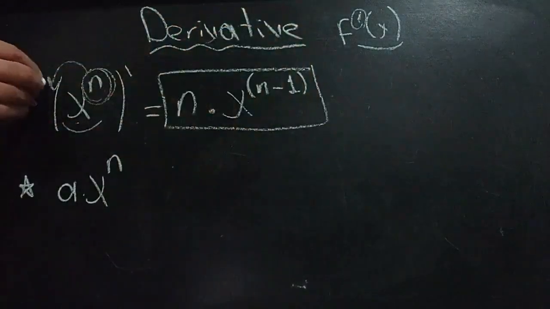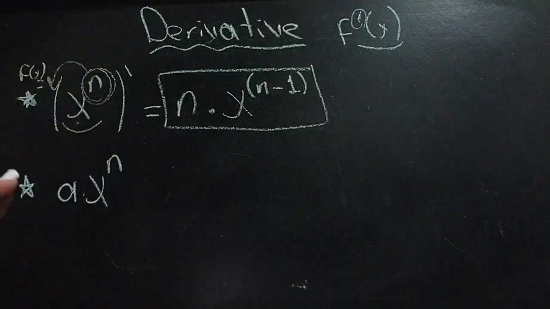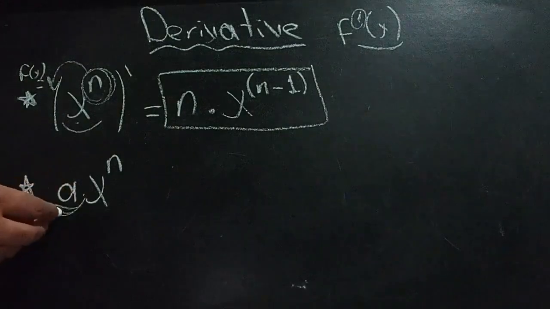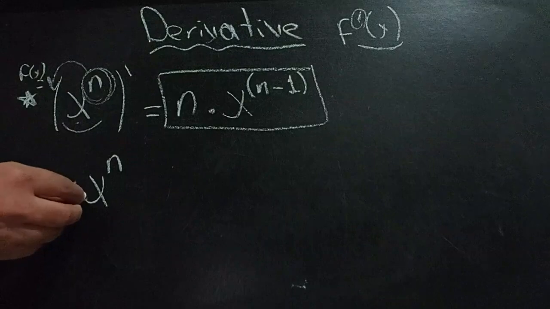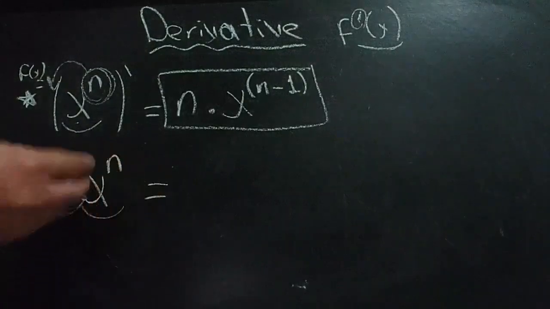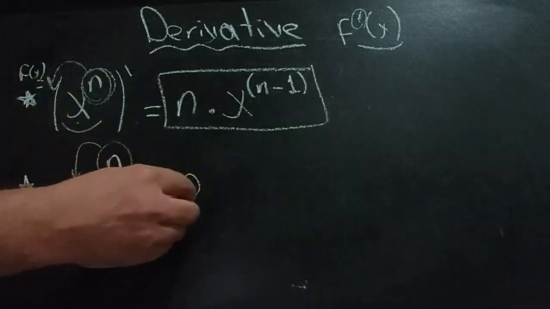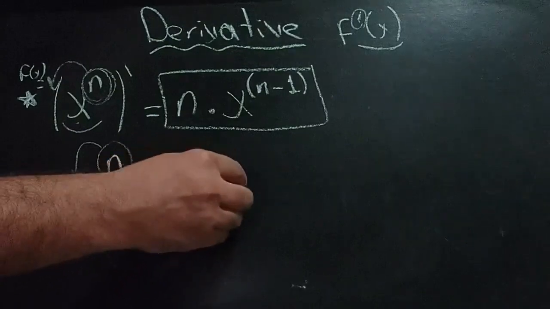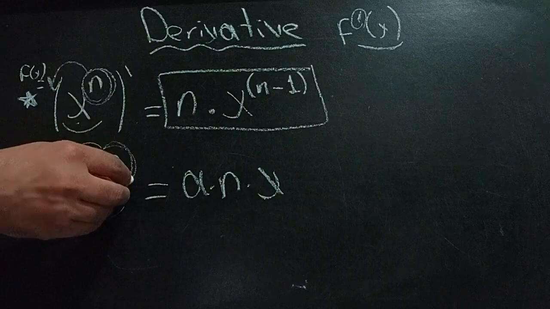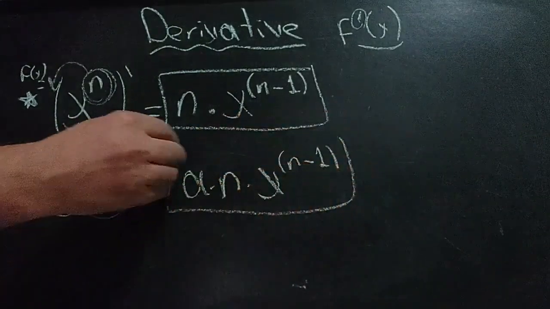This function, let's say this is f(x) equals x power n. So sometimes you are going to have a coefficient. Remember, the coefficient is the number in front of the unknown. So what you do, the same story, you take this power to the left side there, it will be a times n times x, and decrease that power by 1, n minus 1. All right.